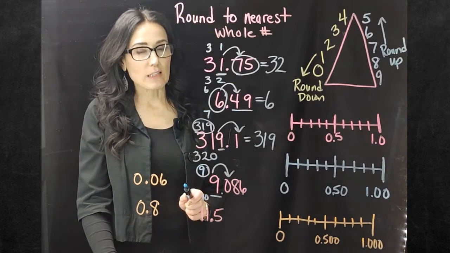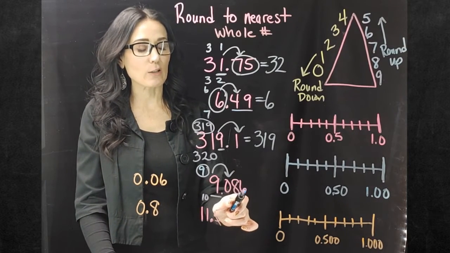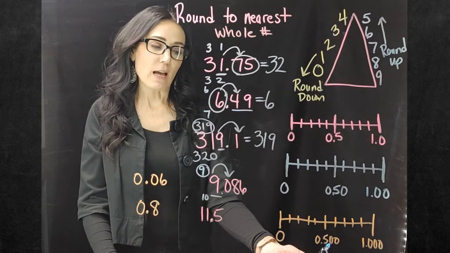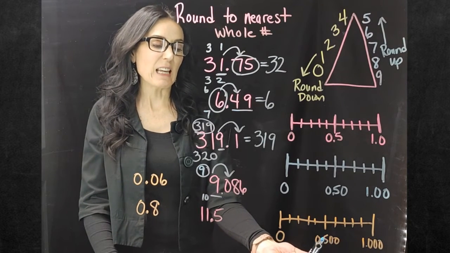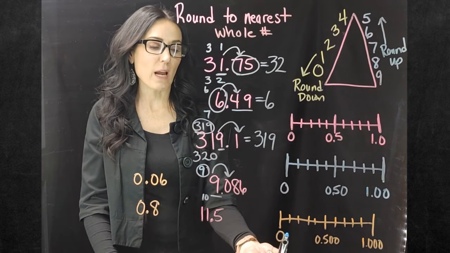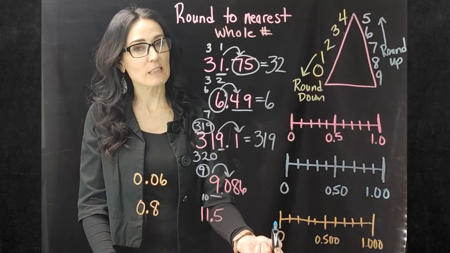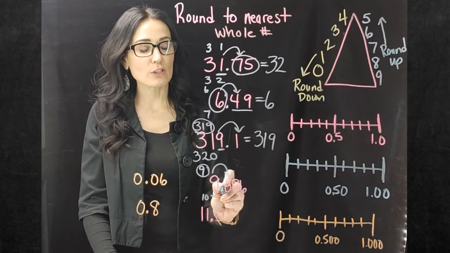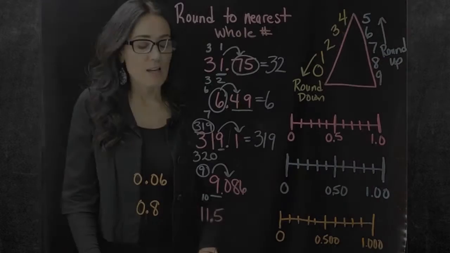But let's take a look at the number line. Are we correct? So we have 86 thousandths. Well, this is 500 thousandths. So if this is 500 thousandths, 86 thousandths would be way down here close to 0. So that's another reason why we are rounding down, because it's actually closer to the 9 than it is to the 10.